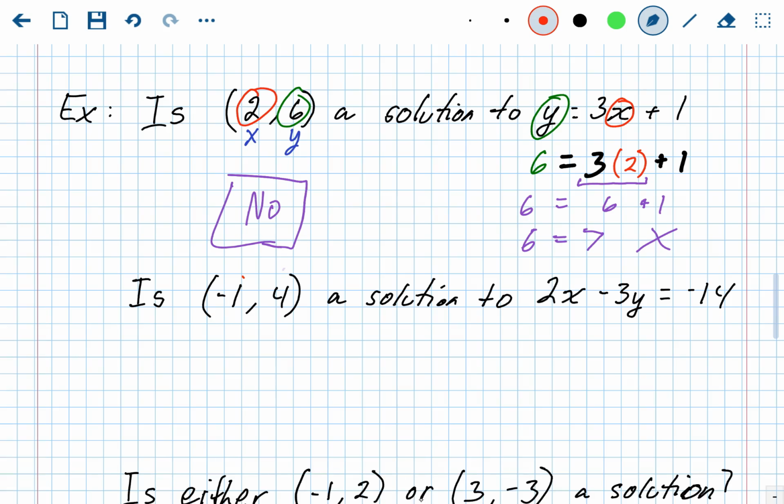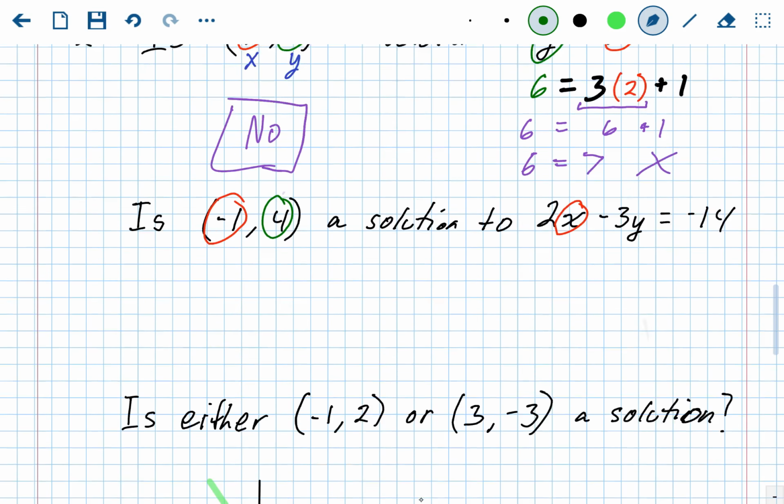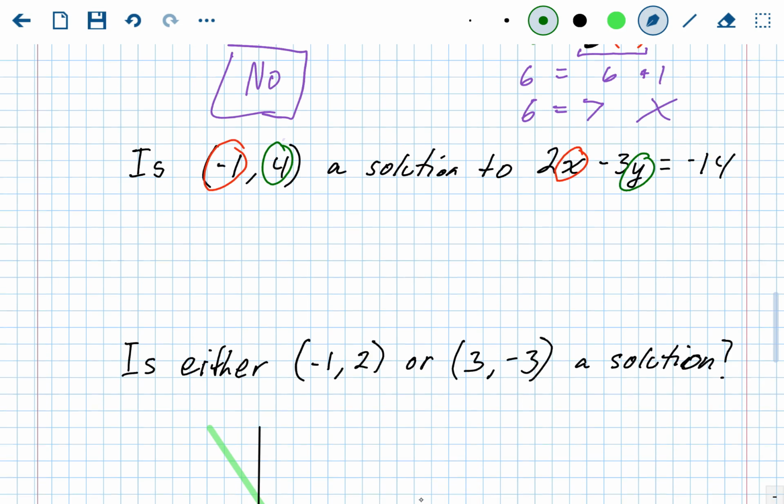But the same thing applies. We're going to plug in negative 1 for x. We're going to plug in 4 for y. And we're going to see if we get a true statement or a false statement. If it's true, it's a solution. If it's false, it's not a solution. Alright, so 2 times x will be 2 times negative 1, minus 3 times y, which is 3 times 4. And we're going to see if the left side equals negative 14.